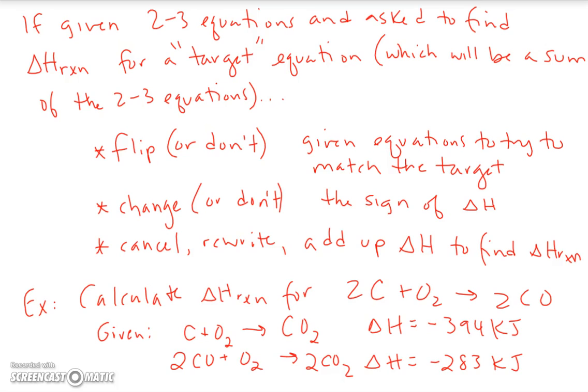You then cancel out terms that show up on both sides of the equation. You rewrite the equation as it should add up to the sum of the target equation, and then you add up the delta H's to find the delta H for the reaction.